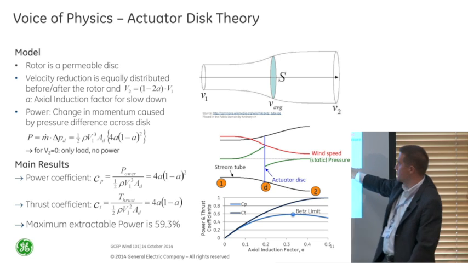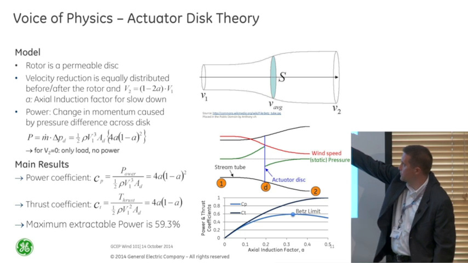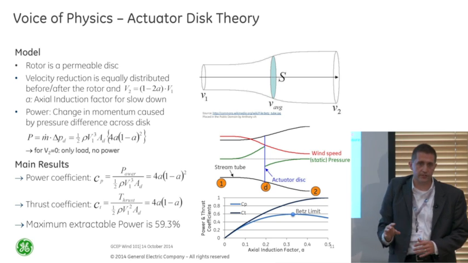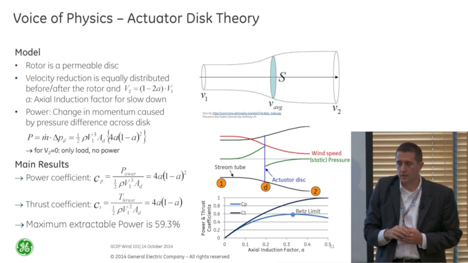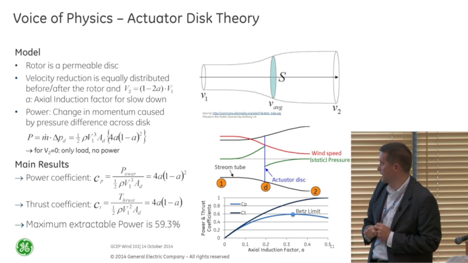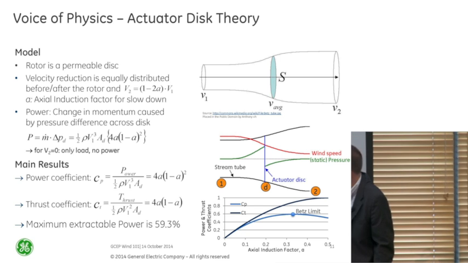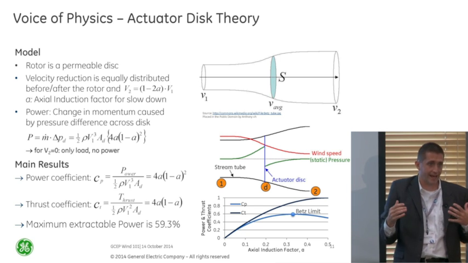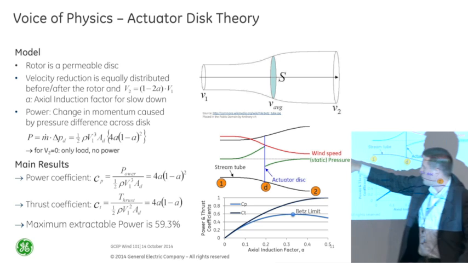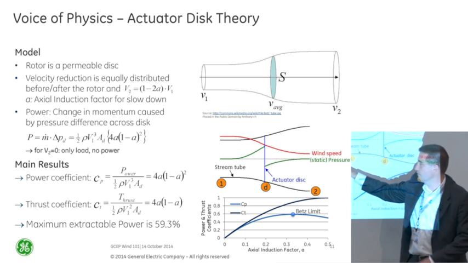And really, if I looked at V2, it's 2 times the A, because I've defined it as half my velocity reduction upstream, half of it downstream. So now I can substitute that into my power equation and come up with what my power coefficient looks like in terms of my axial induction factor. So I have this nice CP is equal to 4A. I think this is the last equation I have up here.